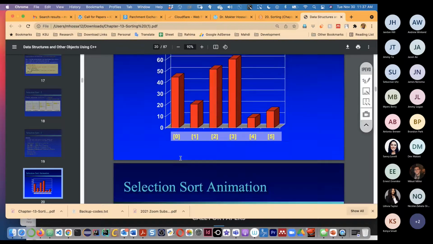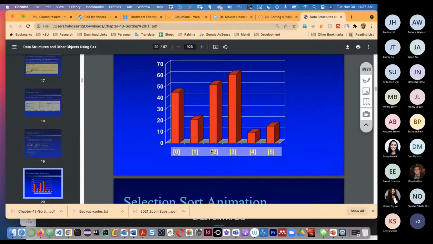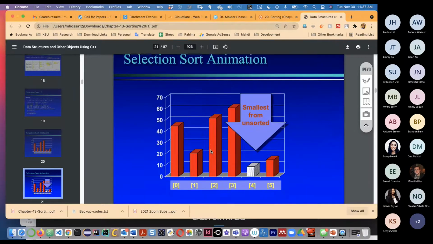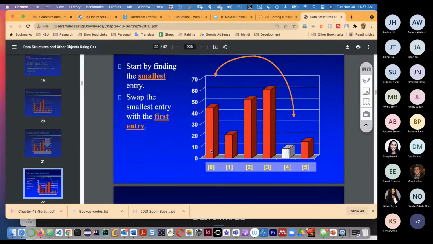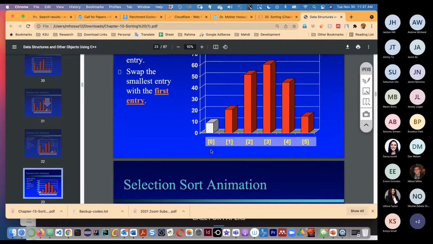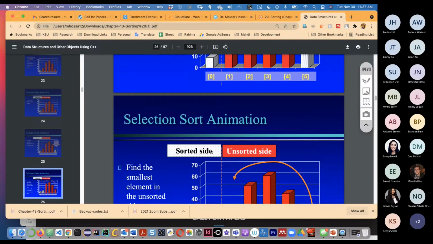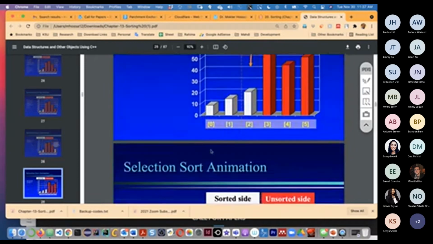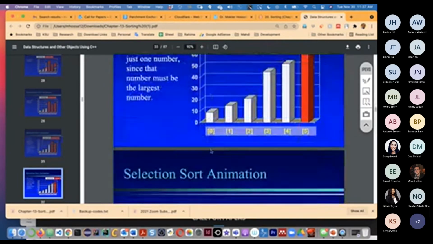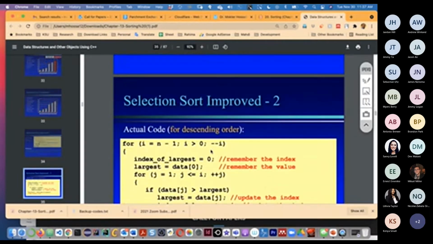So this is the animation, for instance, here, of how the selection sort algorithm works. You may go through these slides, then you will understand. You already know this selection sort algorithm. Now let us go to the next one.